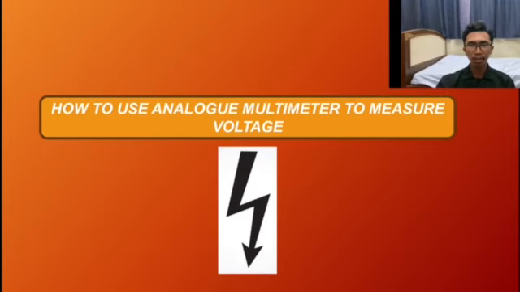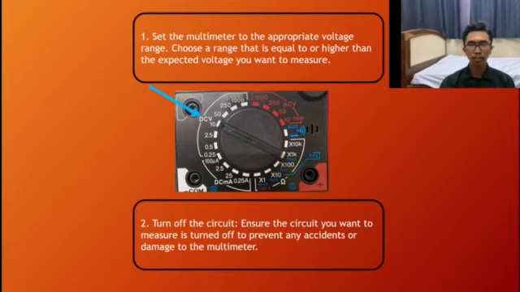I am going to present how to use analog multimeter to measure voltage. First, set the multimeter to the appropriate voltage range. Choose a range that is equal to or higher than the expected voltage you want to measure.